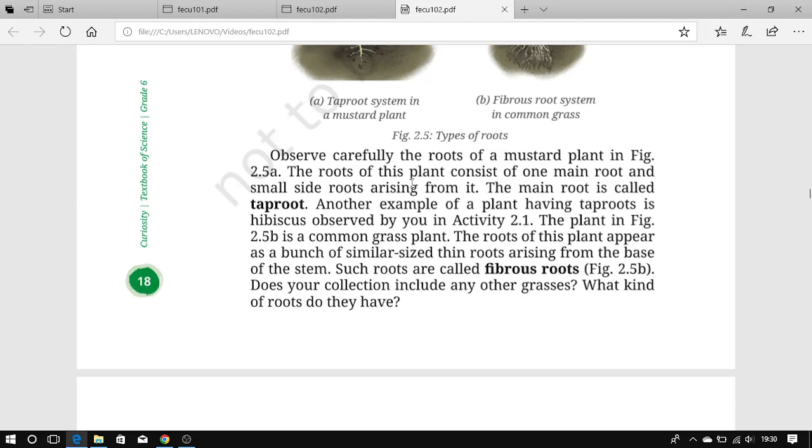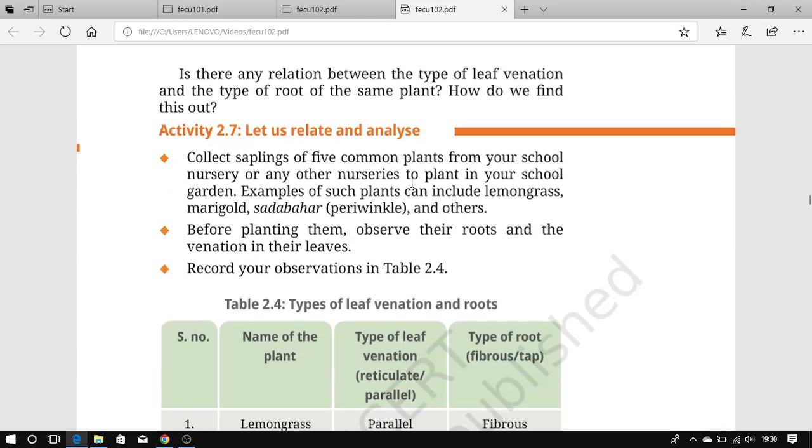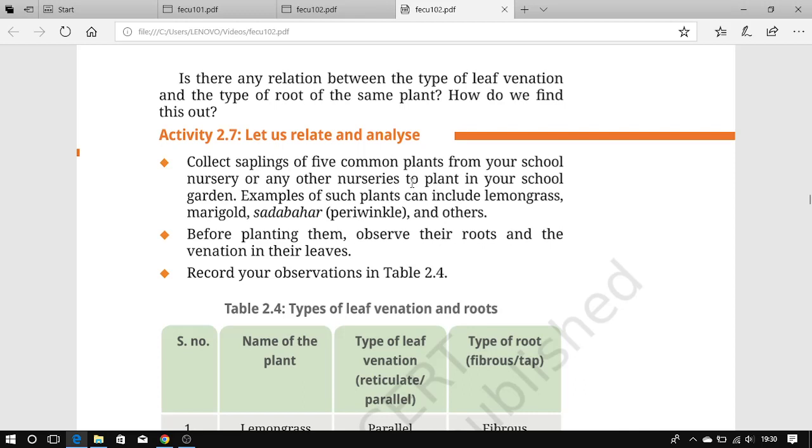Does your collection include any other grasses? What kind of roots do they have? So, is there any relation between the type of leaf venation and the type of root of the same plant? How do we find this out? So, let's find out in activity 2.7. Let's relate and analyze.